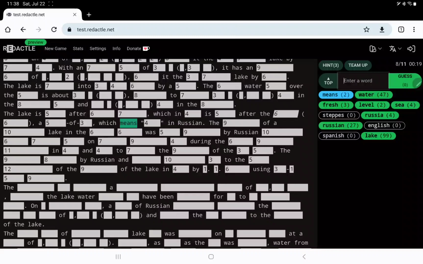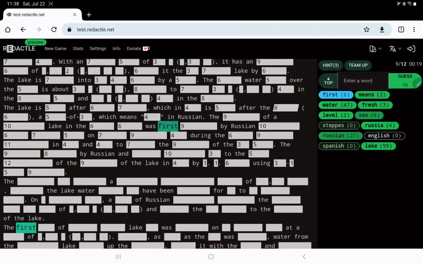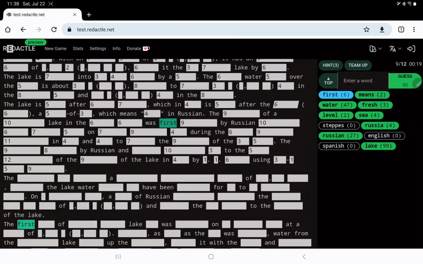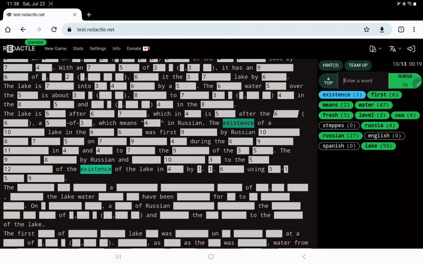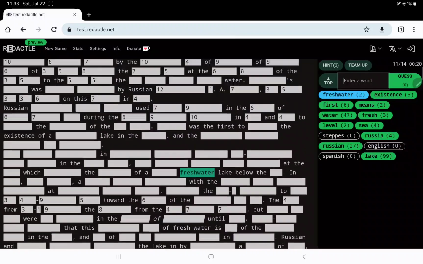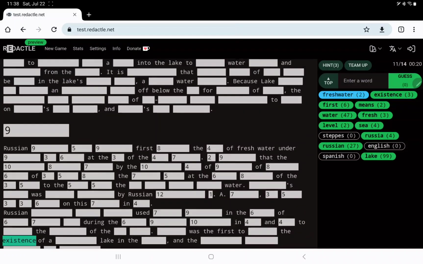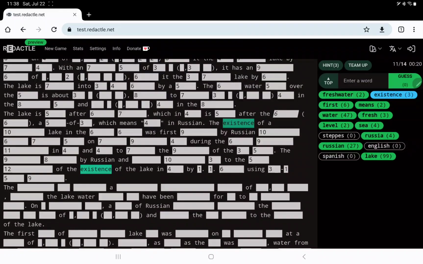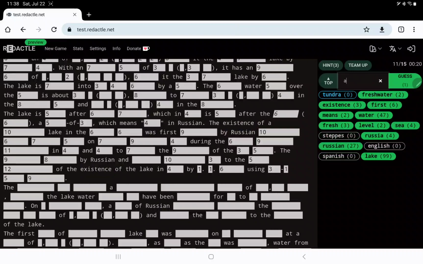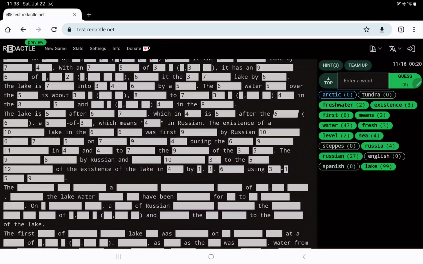The blank of a something lake in the something was first. Yeah, I think it has to be existence of a. I wonder if this is just fresh water as one word. No, we do have it there. But the existence of a something lake in the. Oh, could it be in the tundra? No. How about Arctic? Oh, my goodness. Nope. Let's try Siberia. Nope.